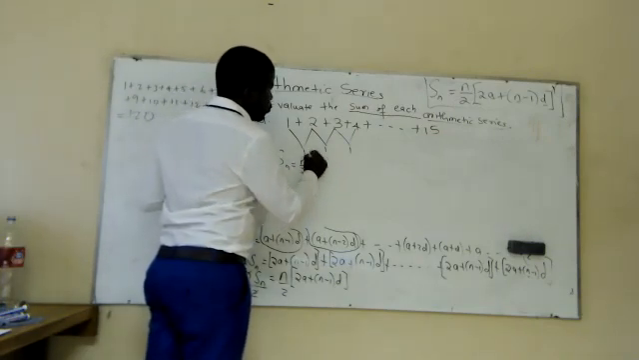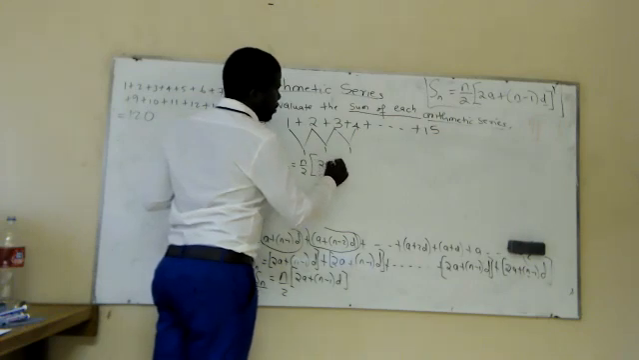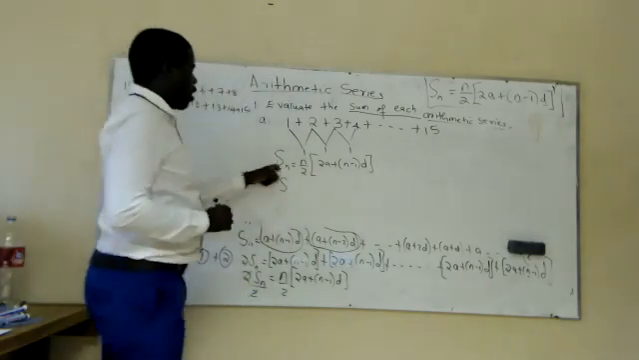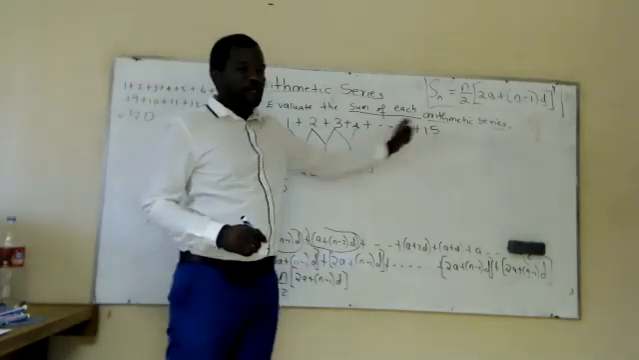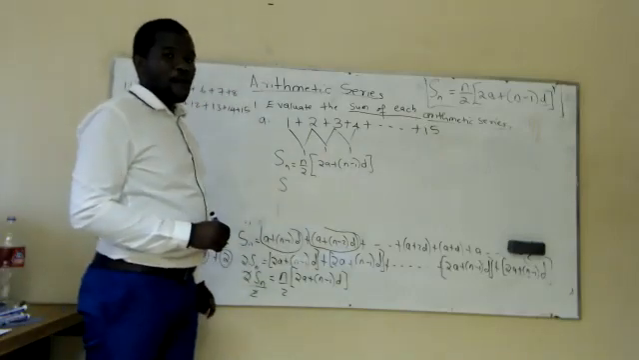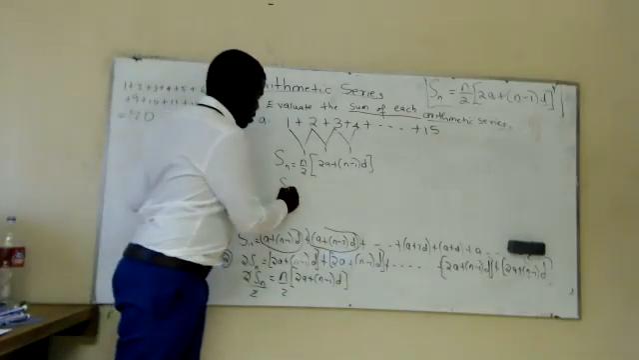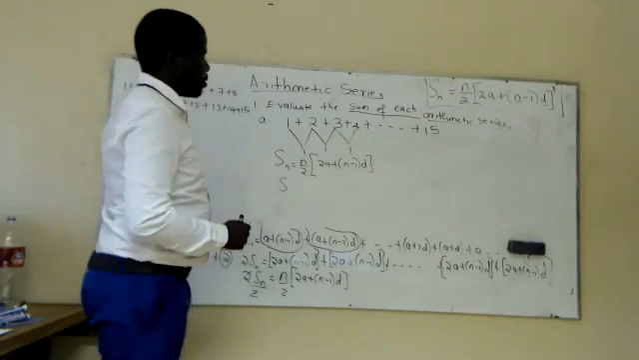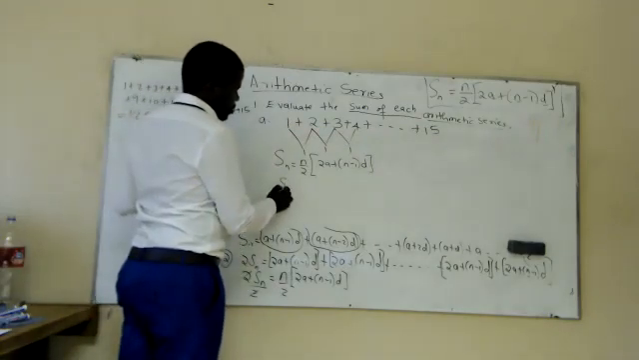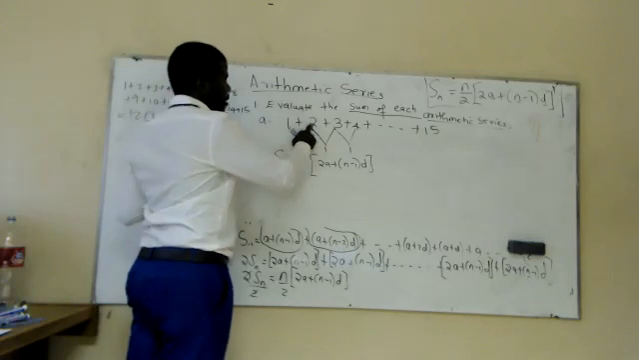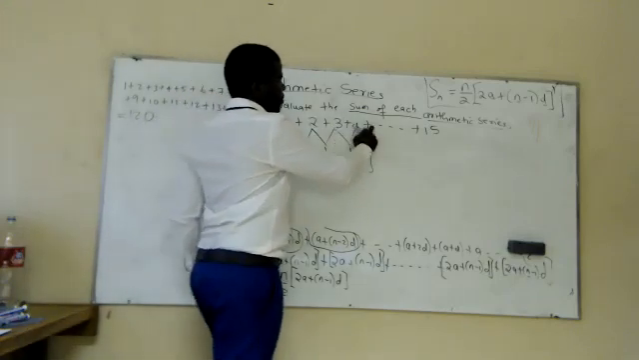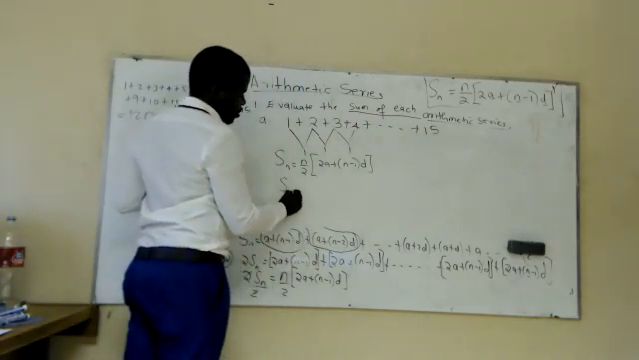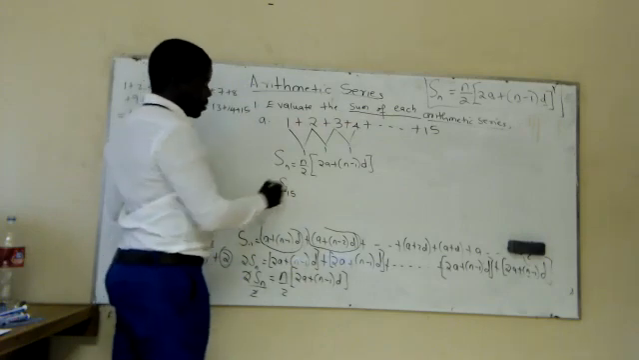So it's n over 2 times 2a plus n minus 1 multiplied by d. And now, how many terms do we have from 1 up to 15? This is term number 1, term number 2, term number 3, number 4, number 5, up to term number 15. How many are there? 15, yes, definitely.